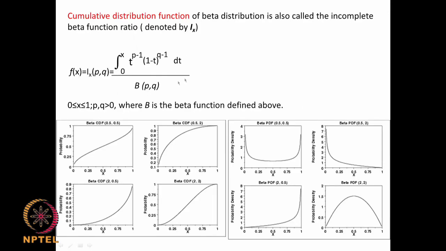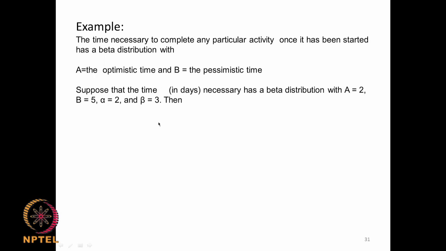For example, if your probability density function looks like this, your cumulative will look like this. Cumulative generally will keep on increasing. If your probability density function looks like this, for 2 and 2, your cumulative will go like this. If your probability density function looks like this, your cumulative will go like that. Okay. So, this equation is also useful because it gives you an idea about the cumulative density function. Let us look at an example.